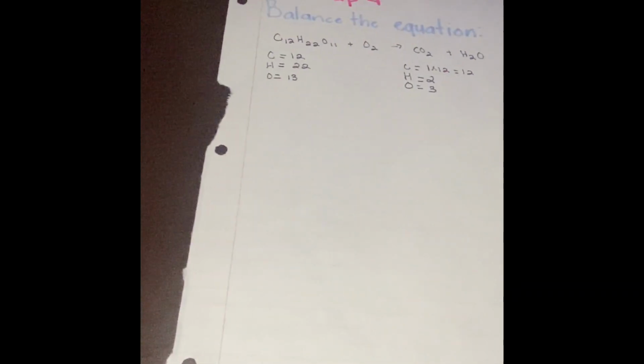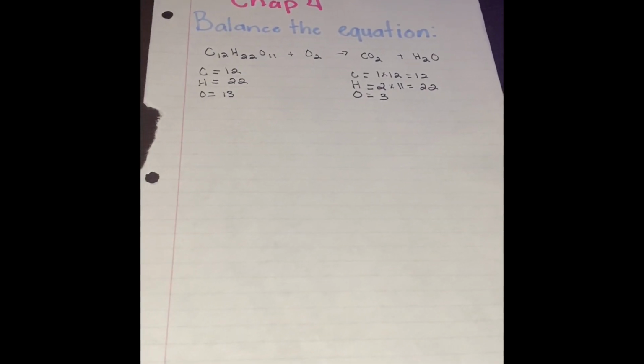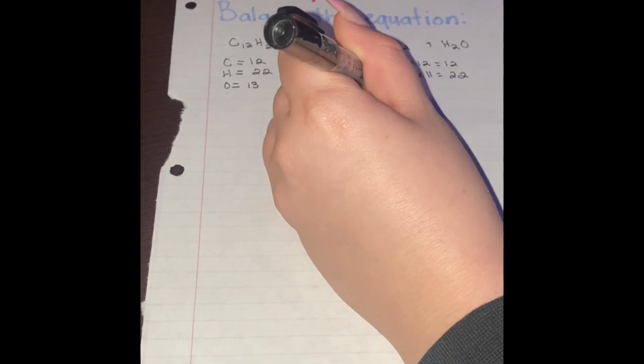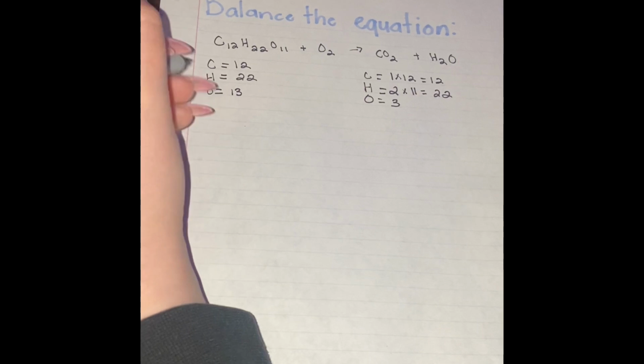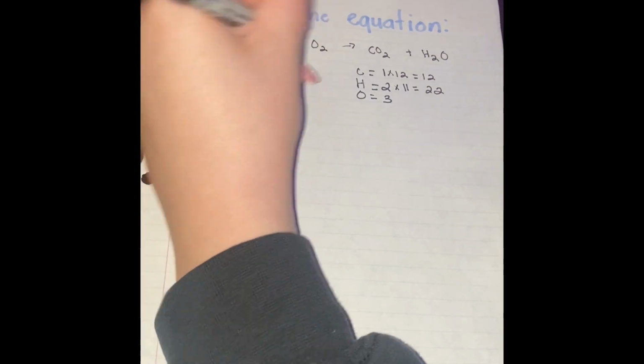And then we're going to move on to hydrogen, which on this side there are 22. So we'll just multiply this by 11 and we'll get 22. And now here's where it gets a little bit tricky, I guess you could say, because there's 3 oxygen on this side and 13 on this side, and you can't really multiply anything by 3 to get that. So the 13 oxygen on this side becomes from the 11 over here, and then the 2 right here.